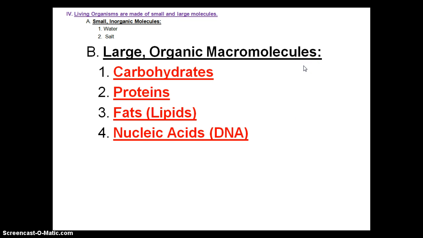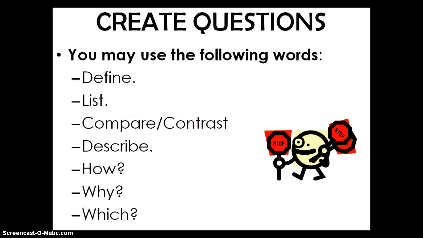Your body also needs large organic macromolecules. The word macro means big, so macromolecules means very big molecules. These molecules do have carbon in it since it's organic. Carbohydrates, proteins, fats or lipids, and your nucleic acids like DNA. These are very large, they're longer, they're bigger, they're very important for your body, or else your body would not function, and we'll talk more about this in a brain pop video later on. And that's it for your notes.